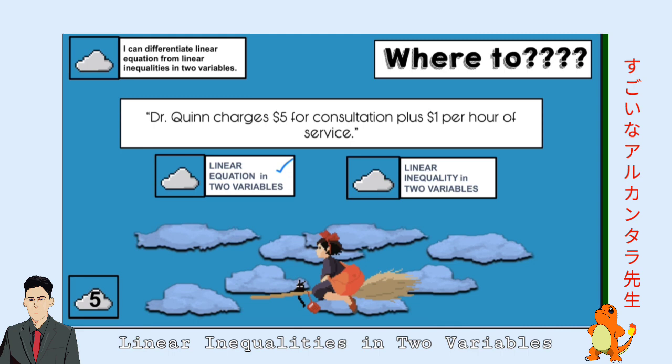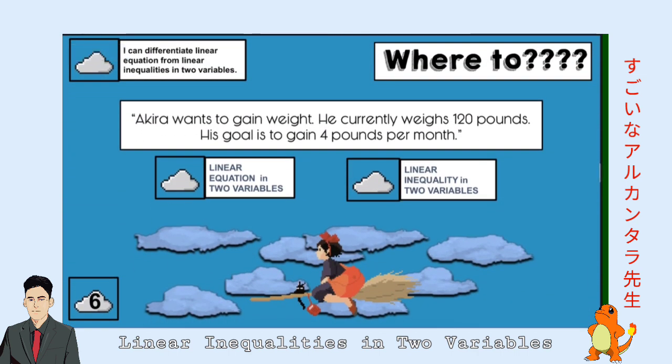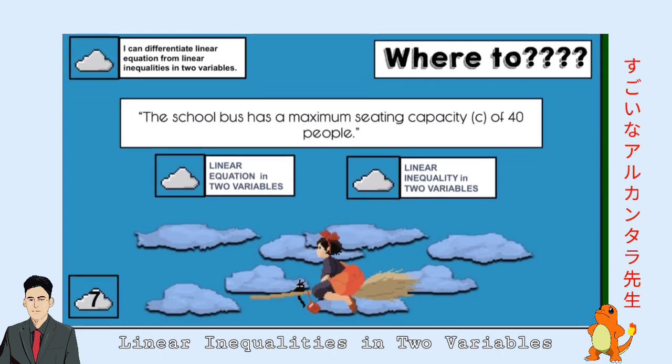To continue, let's say now that Akira wants to gain weight. He currently weighs 120 pounds. His goal is to gain 4 pounds per month. So again, there is no comparison existing in this given situation, and we're just trying to talk about somebody who's trying to gain weight consistently. So there's a slope there. And also at the same time, again, there is no comparison. So it's a linear equation.